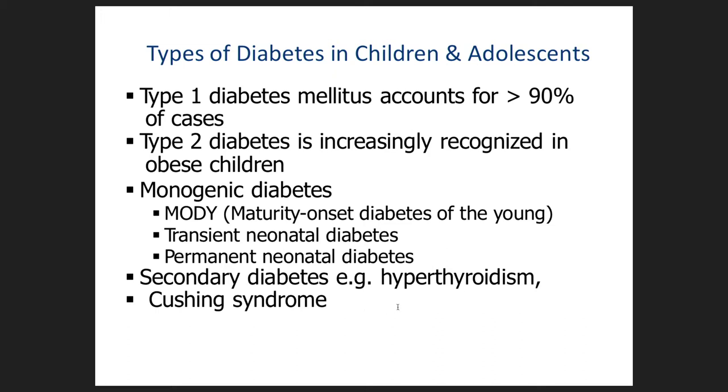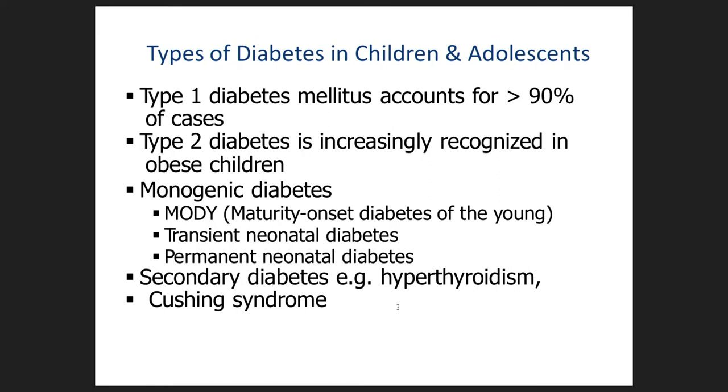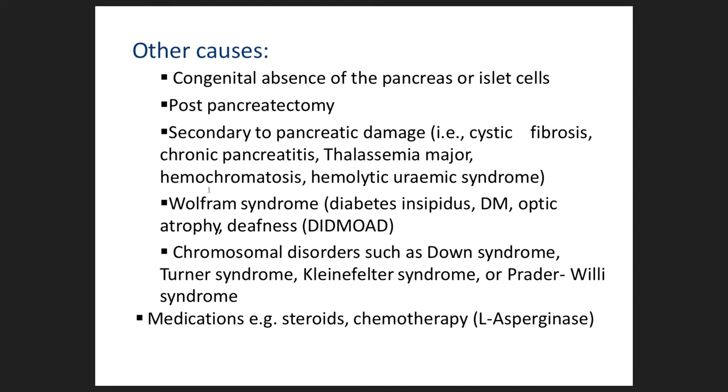So because the reason is not from the beta cells or insulin resistance, the reason is from other endocrine or other disease in the body, that's why it's called secondary diabetes rather than primary diabetes. So examples of secondary diabetes include thyrotoxicosis, Cushing syndrome, congenital absence of the pancreas, post-pancreatectomy, secondary to pancreatic damage, for example, children with cystic fibrosis, children with chronic pancreatitis, thalassemia major because of hemosiderosis, those with hemochromatosis, hemolytic uremic syndrome.